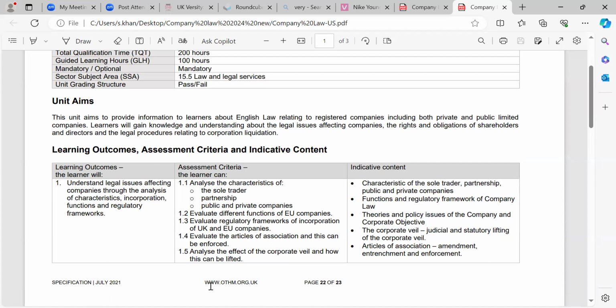So we went on to look at 1.1, which is to analyse the characteristics of the sole trader. We looked at elements of sole ownership, we looked at unlimited liability of sole traders, direct control and ease of formation. We then went on to look at the taxation issues in regards to how sole traders are taxed, the limited resources, and the limited continuity and privacy for sole traders.